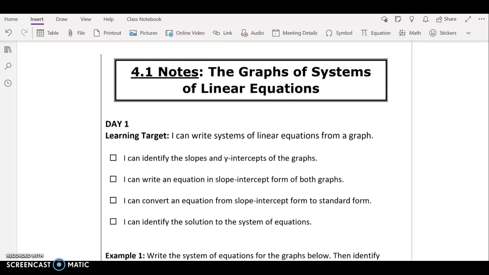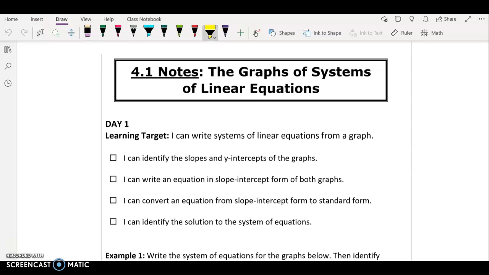Hey there, everyone. Today we're looking at our very first lesson of Unit 4, which is on systems of equations. So we're going to be specifically looking at the graphs of systems of equations in this lesson. Our learning target is that we can write a system of equations from a graph. Those are the most important things.